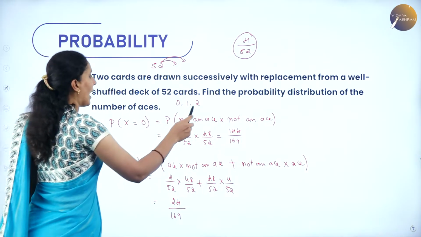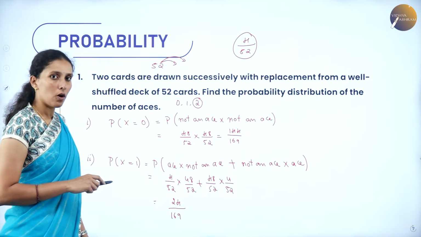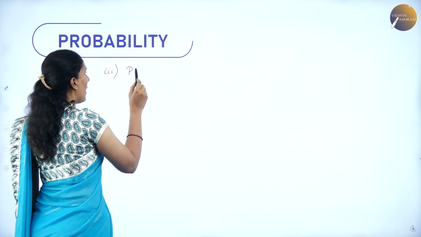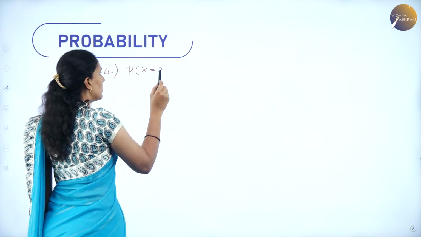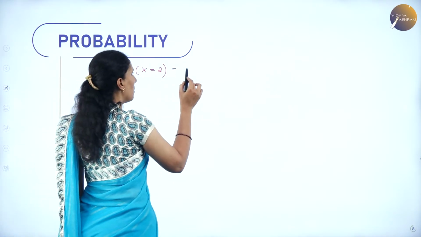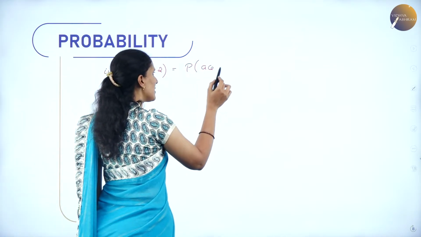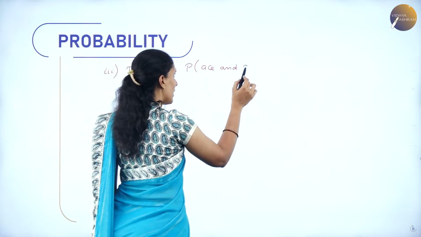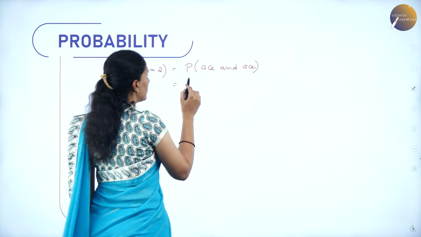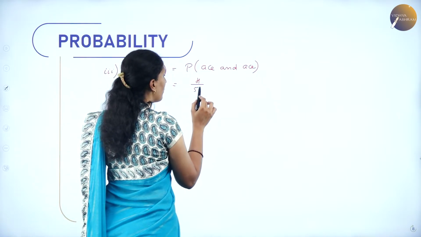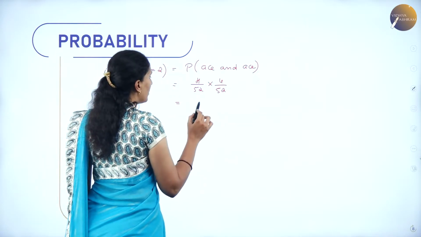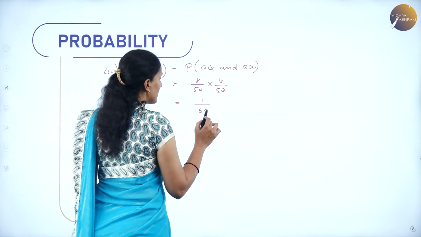Next one is, I can get 2 cards also ace. So, that is my third random variable. Both my first card is an ace and second card is also an ace. So, the maximum I can get is 2 ace cards. Therefore, it is 4 by 52 into 4 by 52. So, the value is 1 divided by 169.